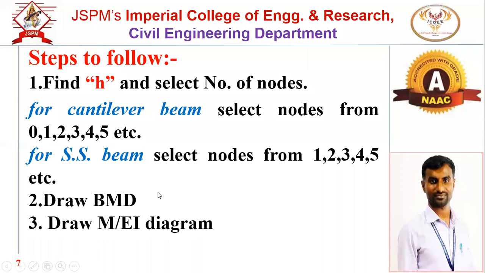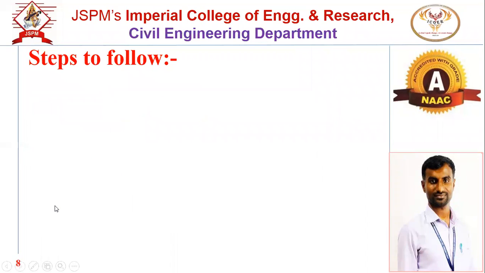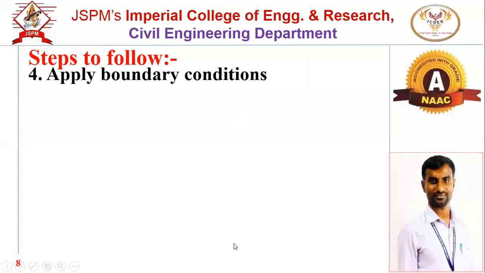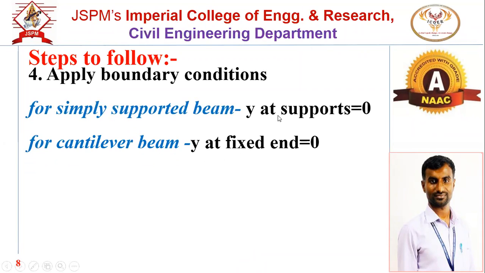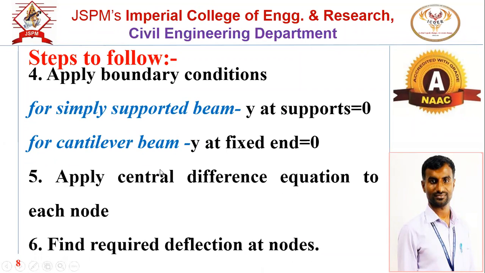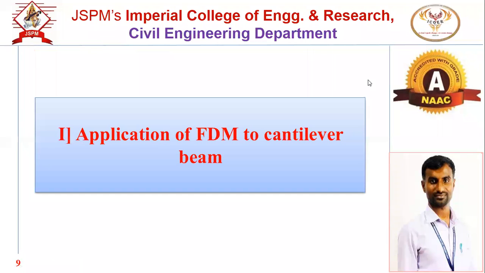Then you have to draw the BMD, then BMD divided by EI, that is the M by EI diagram that we have to draw. Then you have to apply the boundary conditions. As we know, at supports deflection is always zero. It may be a fixed support, hinge support, or roller support; the deflection value is always zero. So in case of a simply supported beam, deflection is zero at supports, and in case of a cantilever, deflection is zero at the fixed end. Then we have to apply the central difference equation at each node to get the deflection at various points. Okay, now today we will discuss how to apply this finite difference method to a cantilever beam.